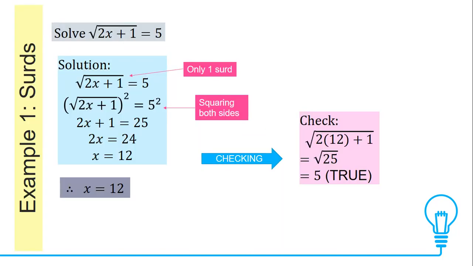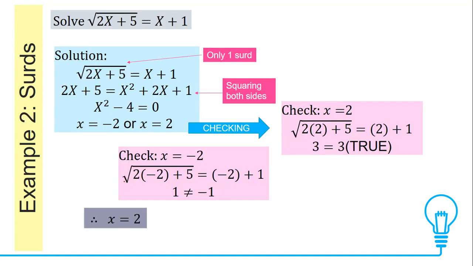Look at the first example for the surd, a simple one. When I have the surd of 2x plus 1 equals 5, since we have only one surd, we square both sides so our surd disappears. We have 2x plus 1 equals 25, and we obtain x equals 12. Always check by plugging 12 back into the original equation, and it equals 5, which is true. So x equals 12 is the answer for this example.